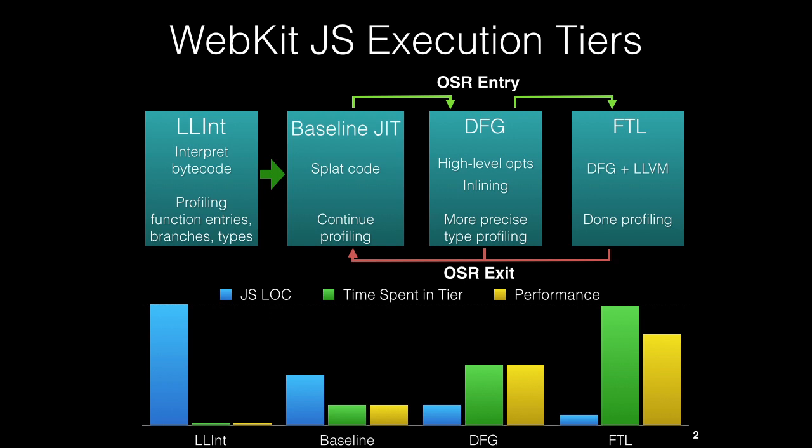OK, so I told you how we get into tiers 3 and 4. But we need a way to get out, too, because those tiers are doing high-level optimizations. They're doing lots of speculative optimization. And if those speculations fail, we need a way to recover. And the way we do that is a process called on-stack replacement, again. But this time, we're exiting from the higher tier back to the lower tier. And as I mentioned, the baseline JIT is just stitching together code sequences for each bytecode. So we can jump in at any bytecode location.